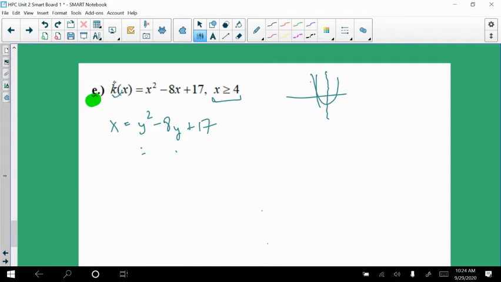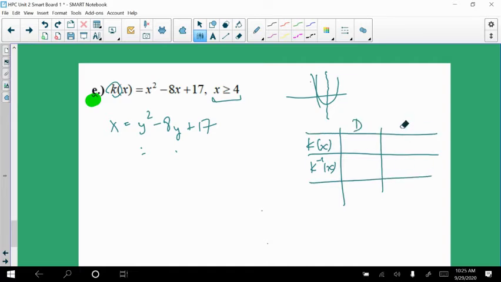Then I guess I was on a kick there with k. So k of x versus k inverse of x. Let's start talking domains and ranges here. So my domain and my range, well, they tell me the domain of k of x is greater than or equal to 4. So I'm anticipating my range of my inverse will also be greater than or equal to 4.